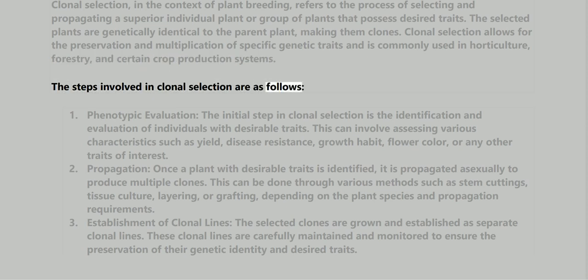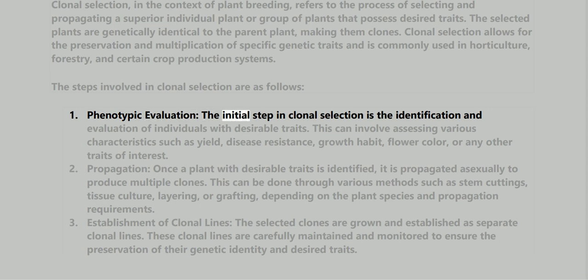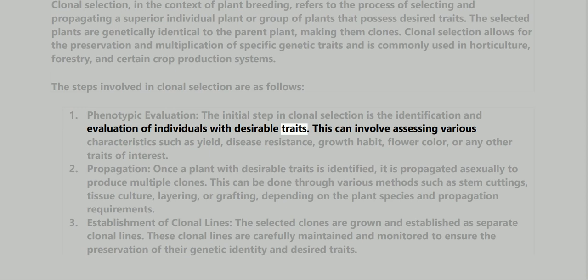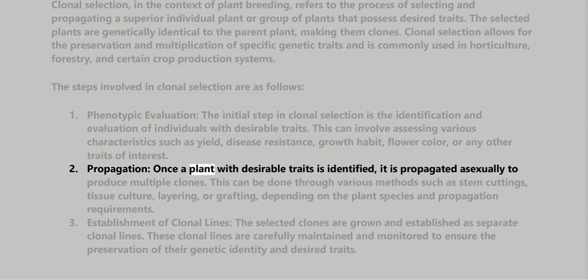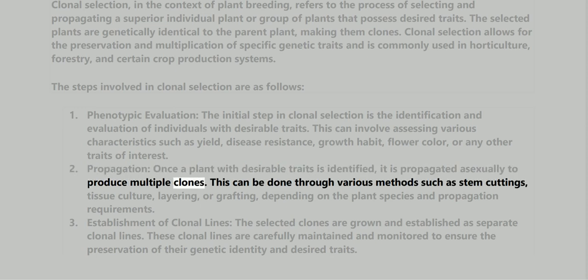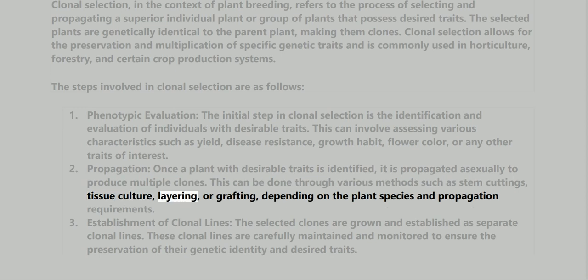1. Phenotypic evaluation. The initial step in clonal selection is the identification and evaluation of individuals with desirable traits. This can involve assessing various characteristics such as yield, disease resistance, growth habit, flower color, or any other traits of interest. 2. Propagation. Once a plant with desirable traits is identified, it is propagated asexually to produce multiple clones. This can be done through various methods such as stem cuttings, tissue culture, layering, or grafting, depending on the plant species and propagation requirements. 3.